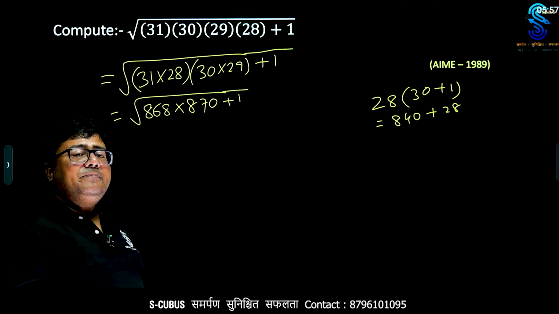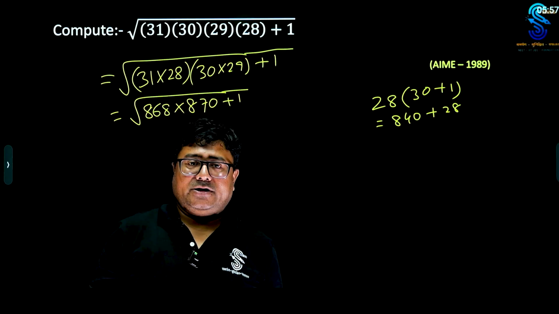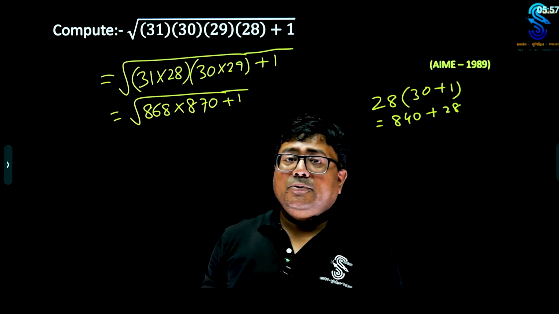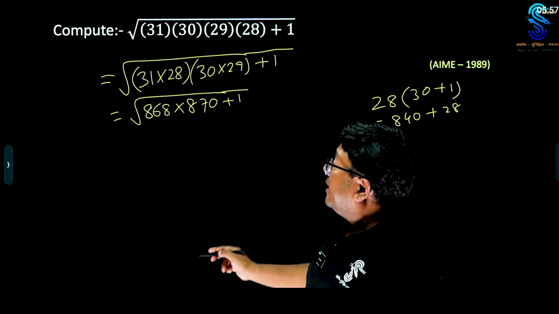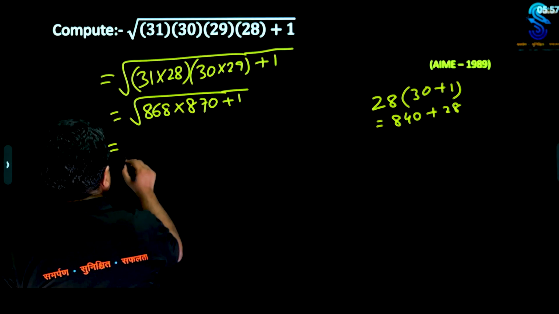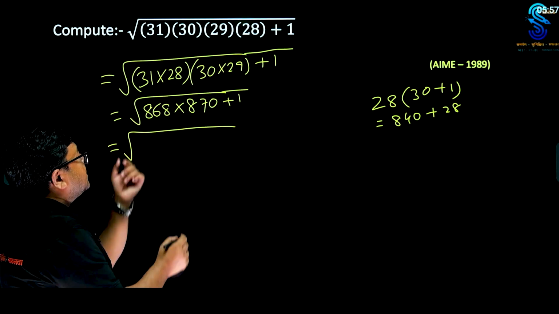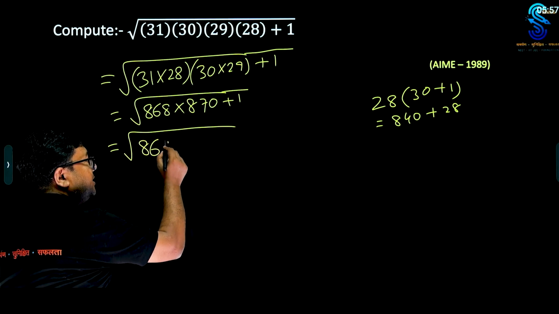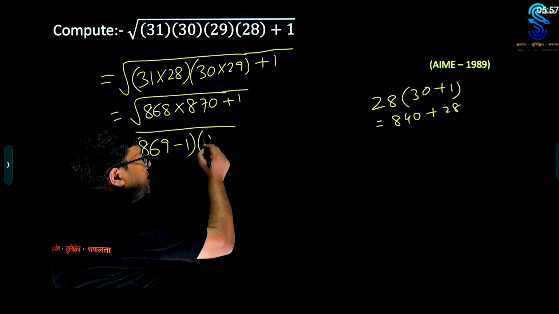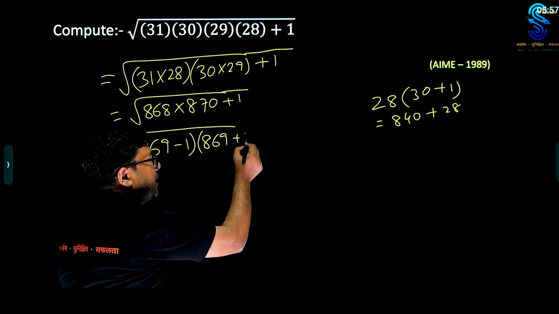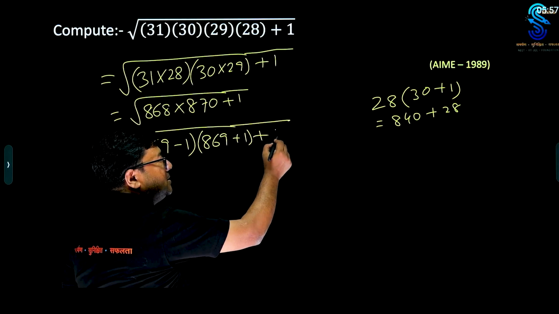Now some of you might be thinking, I'm just doing the calculation. Yes, I'm doing the calculation, but I'll not multiply them and add 1. In fact, I'll be writing it this way. This can be treated as 869 minus 1. This can be treated as 869 plus 1, plus 1.